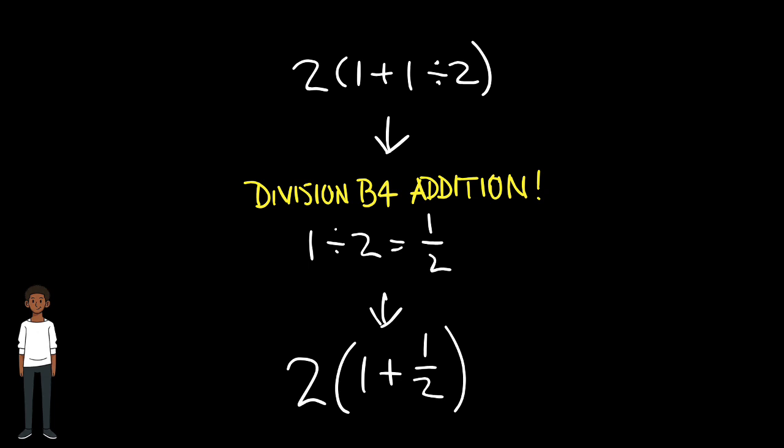Let's apply PEMDAS to our problem. 2 times (1 plus 1 divided by 2). Step 1 is to focus strictly inside the parentheses. 1 plus 1 divided by 2. Inside these parentheses, we have two operations, addition and division. As we just learned, division has a higher priority than addition. We cannot add 1 plus 1 first. We must divide 1 divided by 2 first. 1 divided by 2 gives us 0.5, or written as a fraction, 1 over 2.